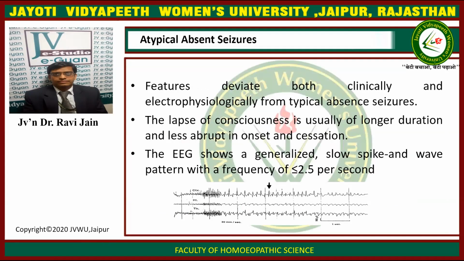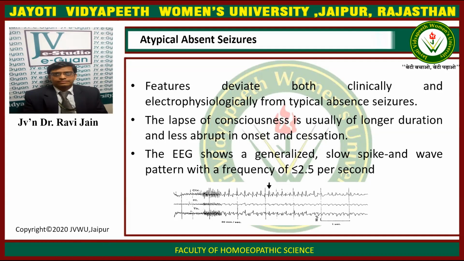Now we start with the second one, atypical absent seizures. In the atypical, it does not have the typical background of absent seizures. The features deviate both clinically and electrophysiologically from typical absent seizures. Therefore, it is called atypical.